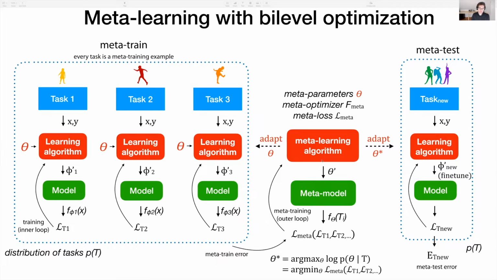When we've done meta training, we can do meta testing, which means we give the optimized parameters theta to the learning algorithm, which can use them to instantiate a model, but is then also able to further fine-tune its own model parameters on the new task.